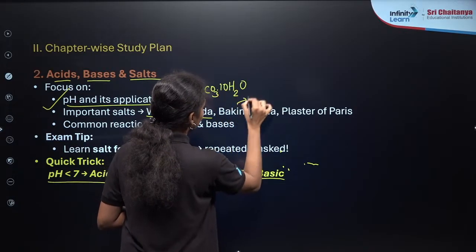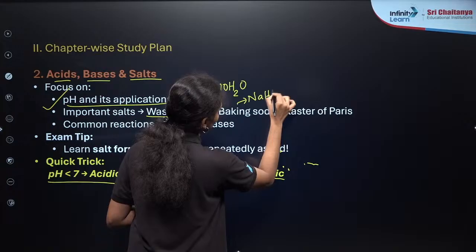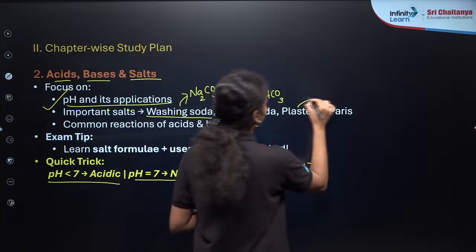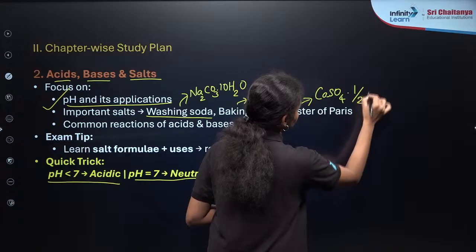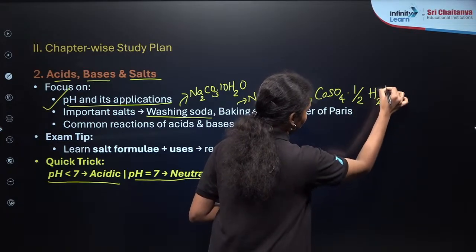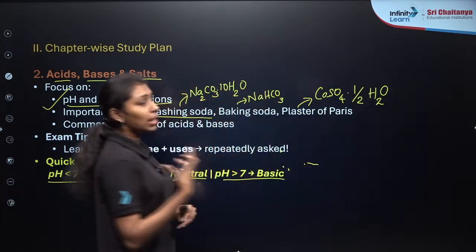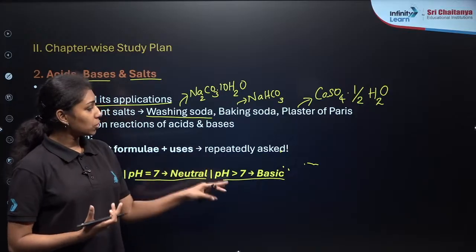Then baking soda, NaHCO3. Then plaster of Paris means calcium sulfate, right? CaSO4 dot half H2O, semi-hydrate. So these are very important. Their chemical formula as well as their chemical equations or chemical properties are also very important.